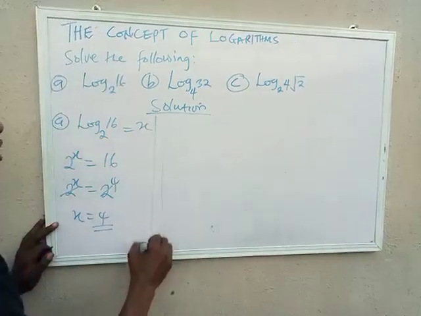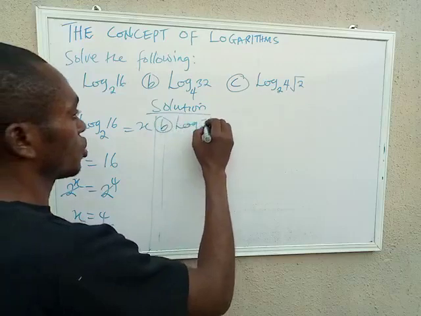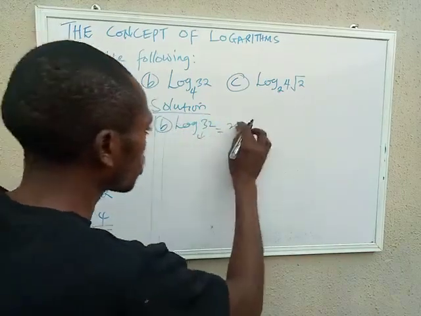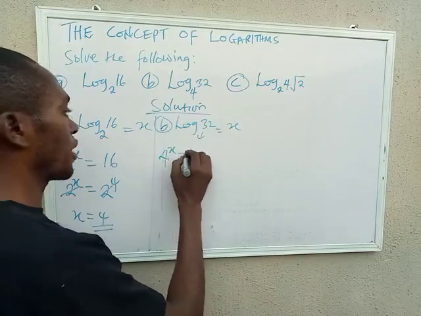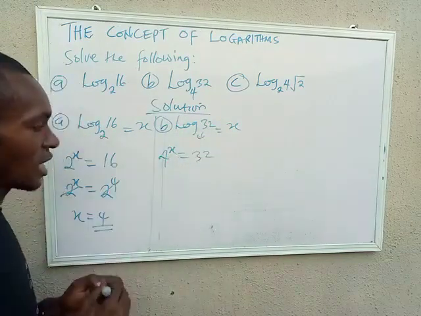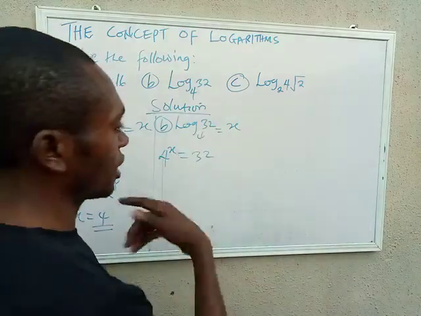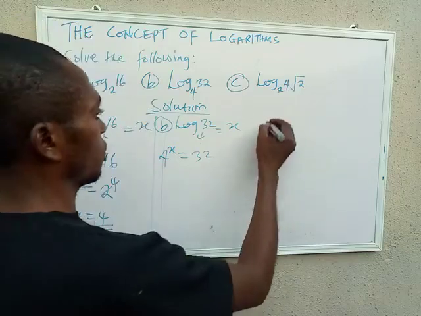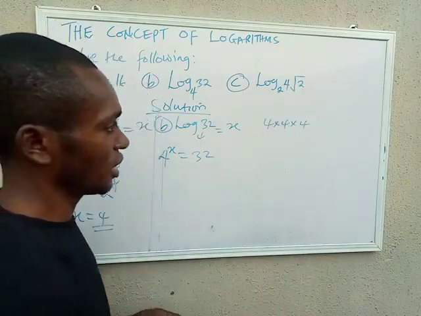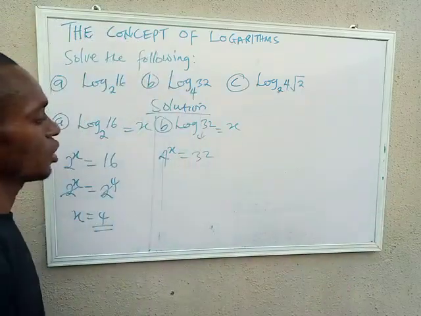Now, let's move to B. We have log of 32 in base 4. I said equate it to x, so 4 raised to the power of x equals 32. Can I multiply 4 a particular number of times to get 32? If you check, it will not be possible, because 4 times 4 is 16, and 16 times 4 will not give you 32. It's around 64, so that will be wrong.